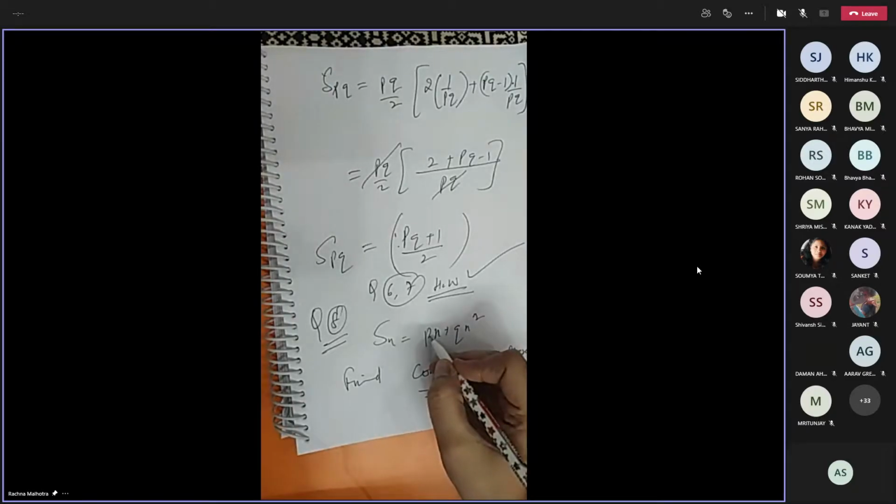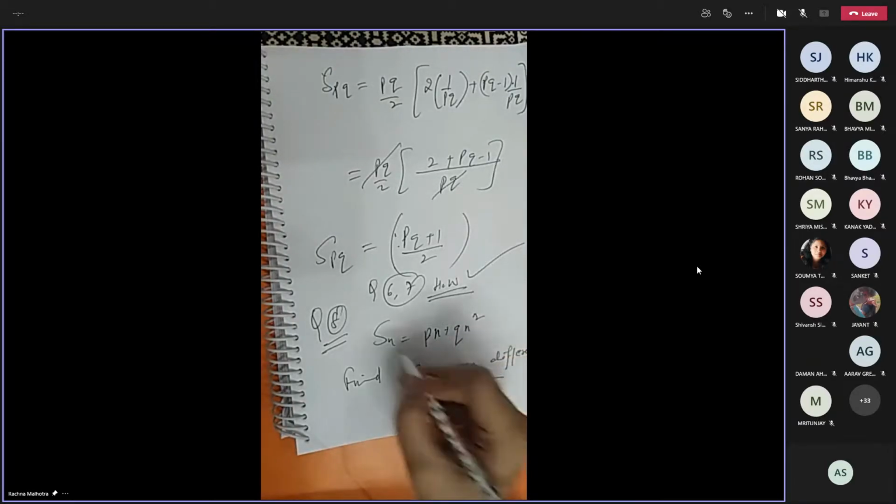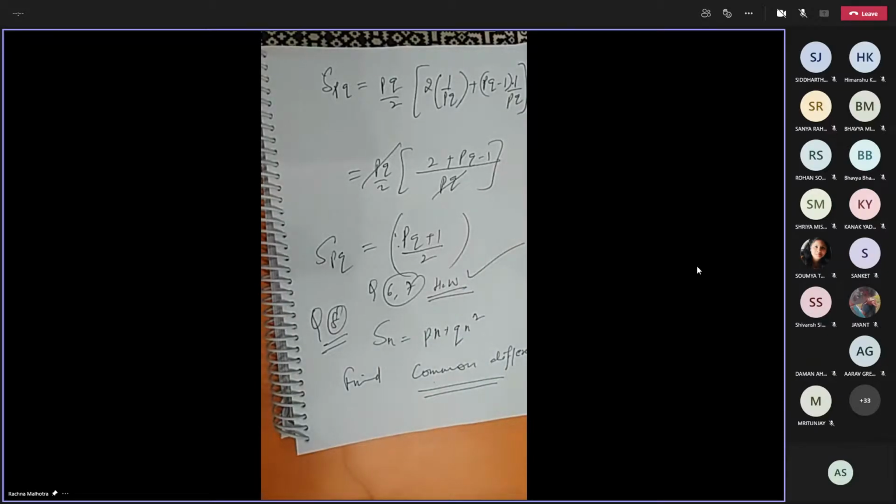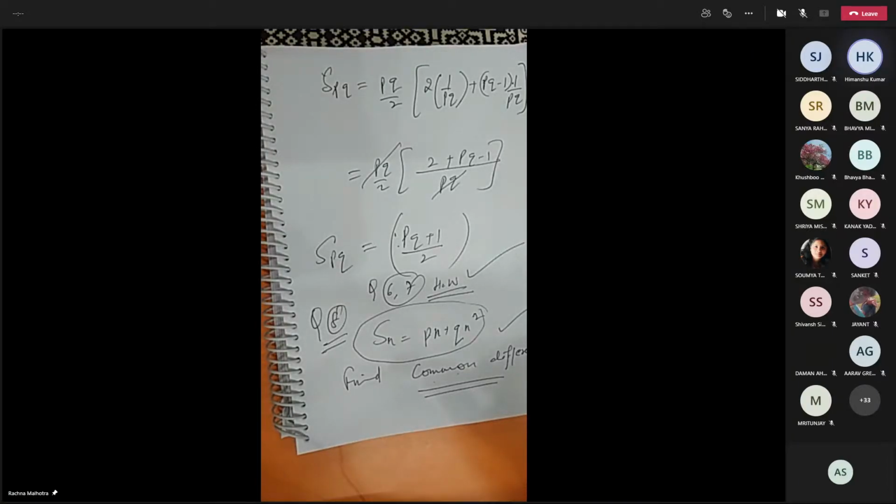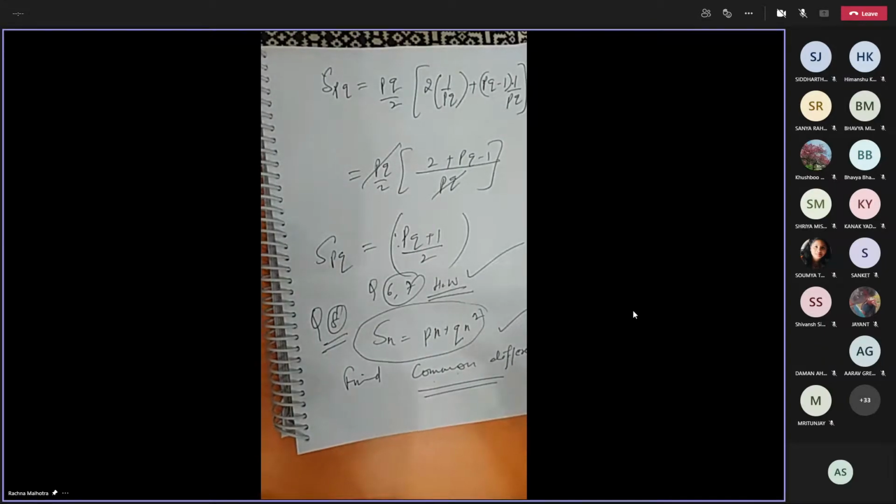What is the formula for finding the common difference? In question number 8, the sum to n terms is available. You can see Sn is available. You have to find the common difference. Which formula can we use for the common difference? Sn minus Sn minus 1. You can use this one, or, ma'am, twice the coefficient of n square.